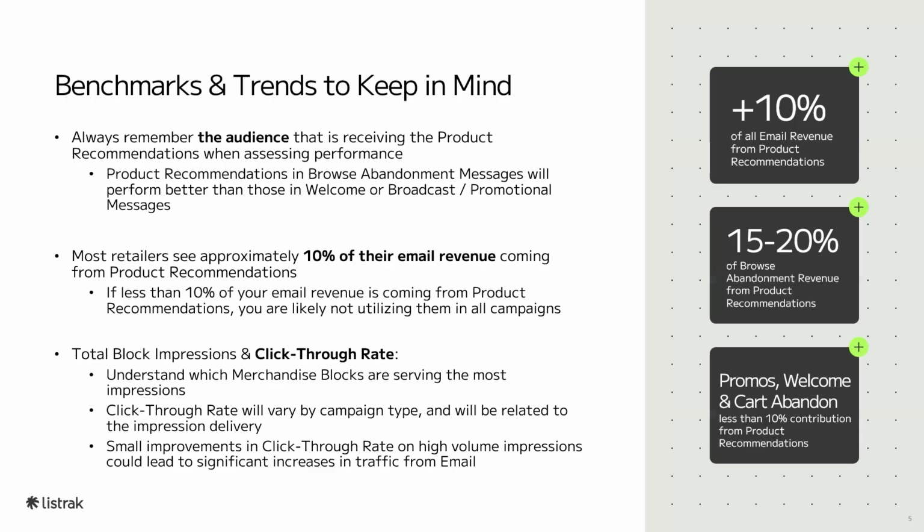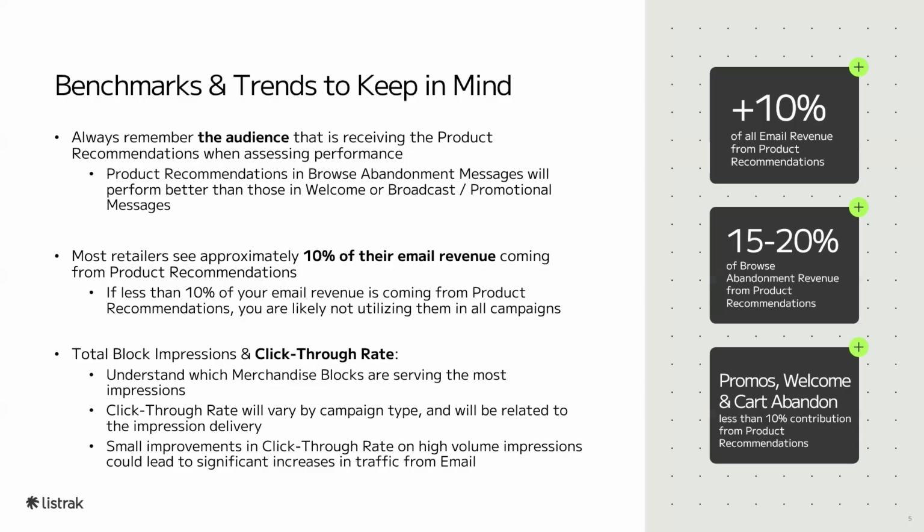When looking at how much revenue should product recommendations contribute, somewhere between 8 to 12% of your email revenue should be coming from product recommendations. I use 10% as my benchmark to look and see, are we performing well? The best performing retailers see somewhere between 15 to 20% of their revenue coming from product recommendations, but all of that is relative to your business, the time of year, what other promotions you may be running. But 10% is a good benchmark.